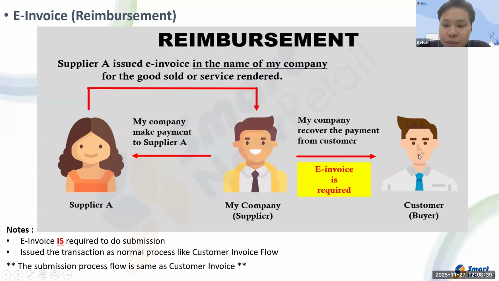So in a short way, reimbursement is you give me money, I help you to book a hotel, but the hotel issues the e-invoice to me, not under your name, to me. Then I will need to issue an e-invoice to charge back to my customer.